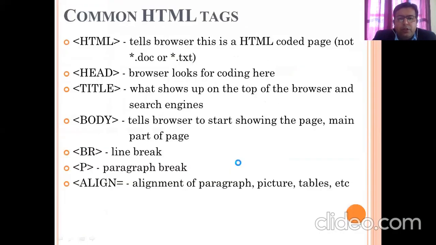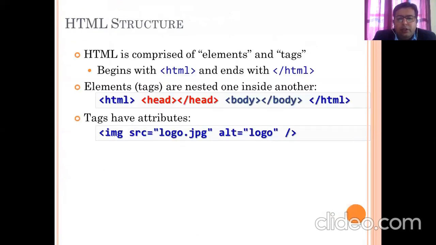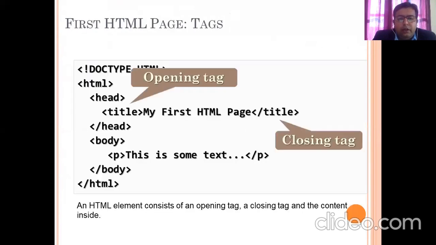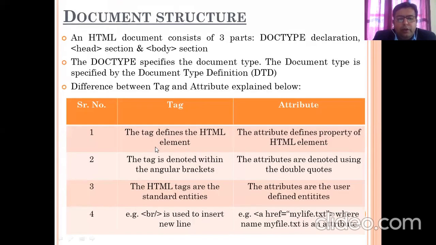Okay, so whatever we have seen and performed with that Notepad and HTML structure, I think it's very clear to you. Again, I have to say that it contains two major portions, head and body. So now the document structure which we have seen: an HTML document consists of basically three parts. First is the doctype declaration, another is the head section, and the third is the body section. So any HTML web page or document that you are going to create contains basically three portions: doctype declaration, head section, and body section.